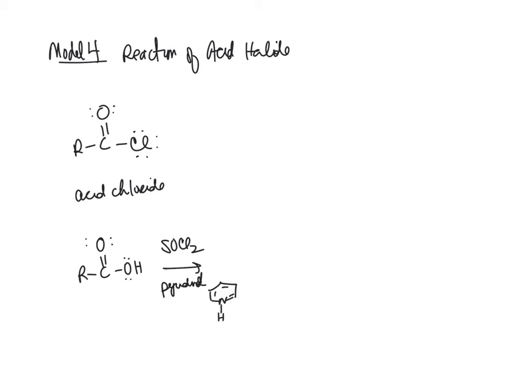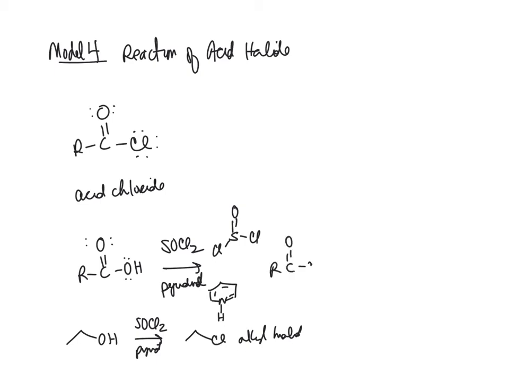Okay, so pyridine, thionyl chloride, you've seen this already. You did this when you were making, like from an alcohol, you reacted these reagents and you made an alkyl halide. Okay, so this is going to make your acid chloride.